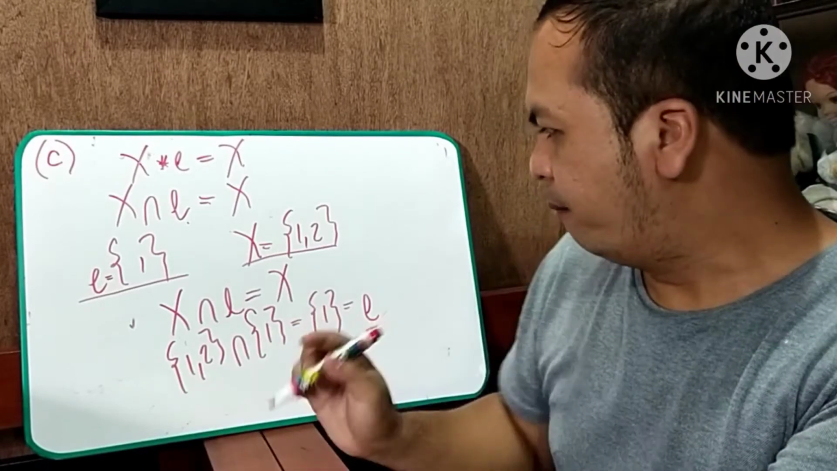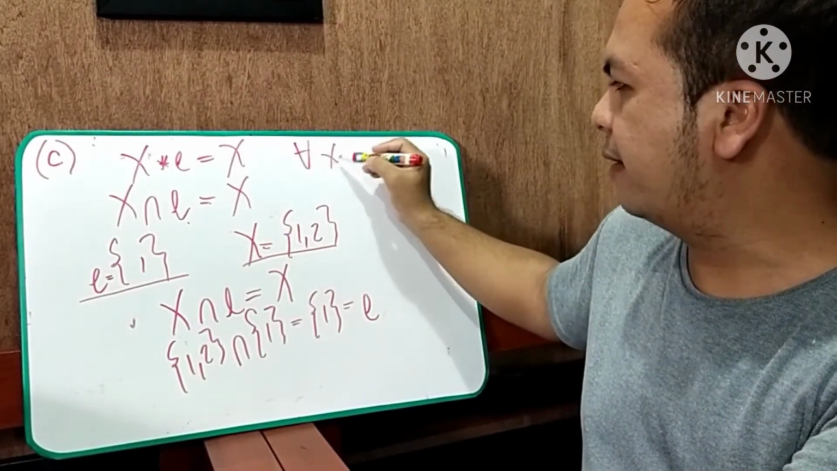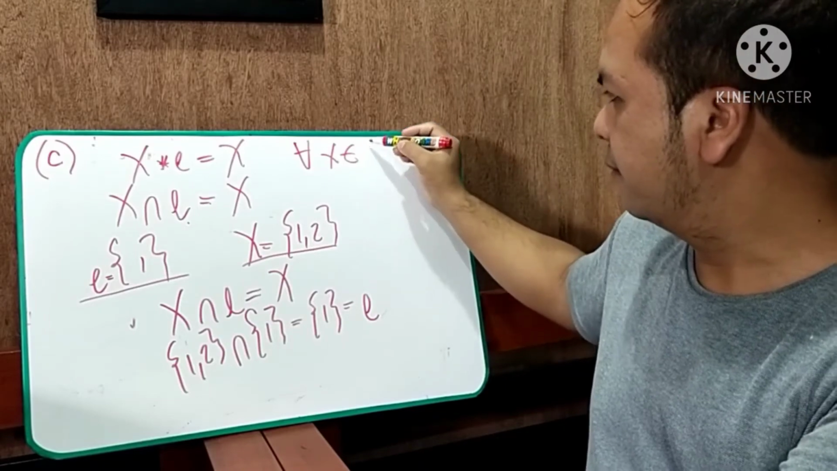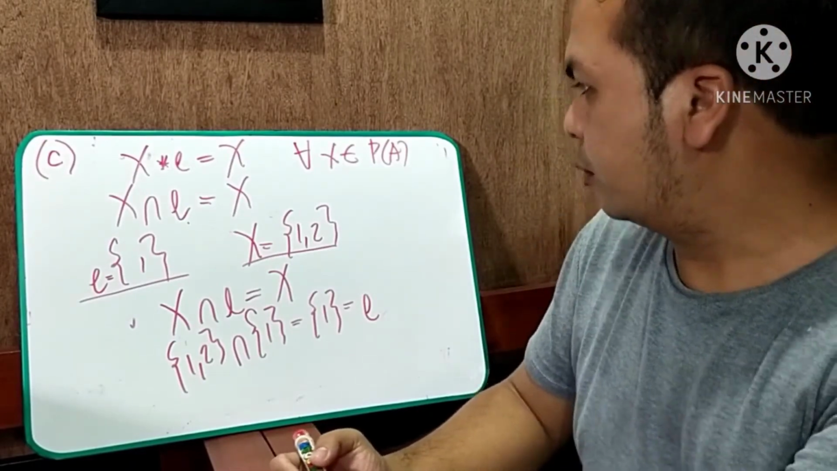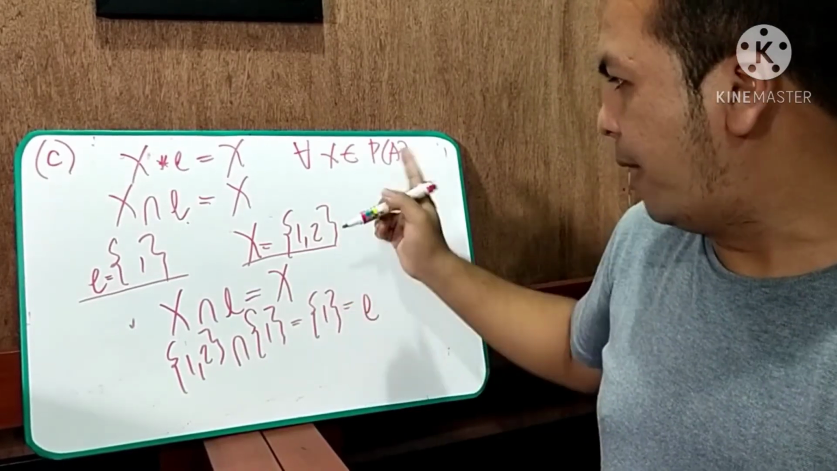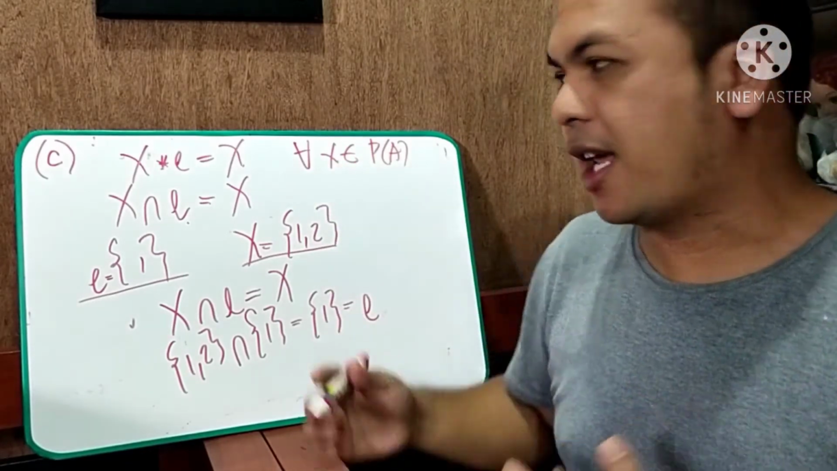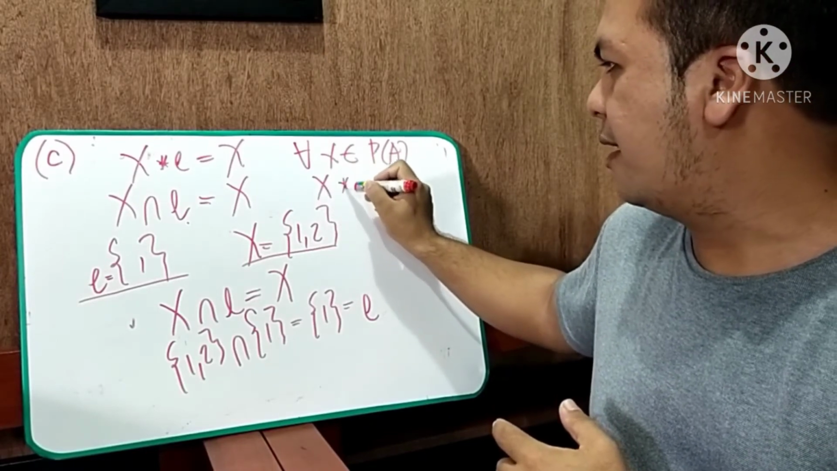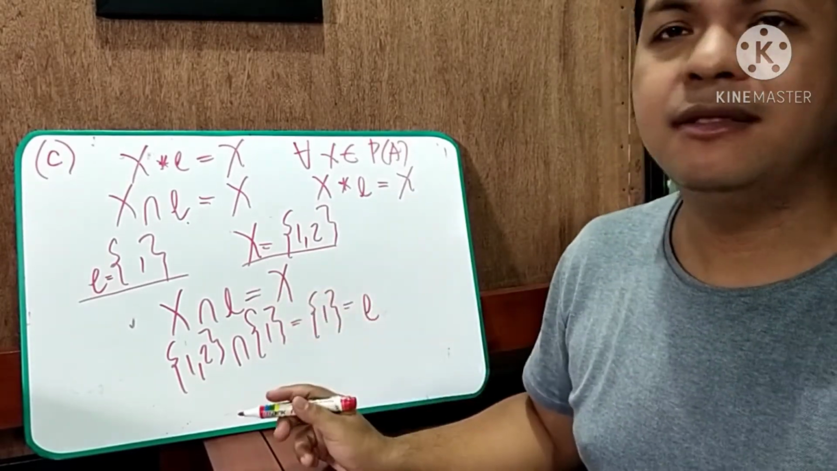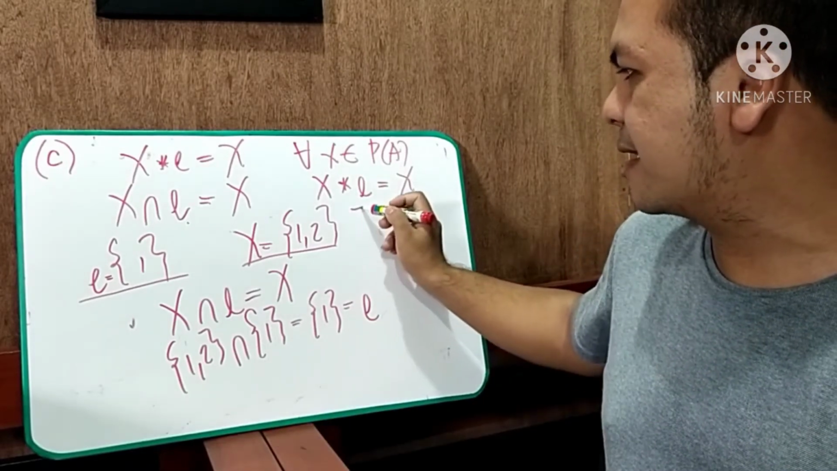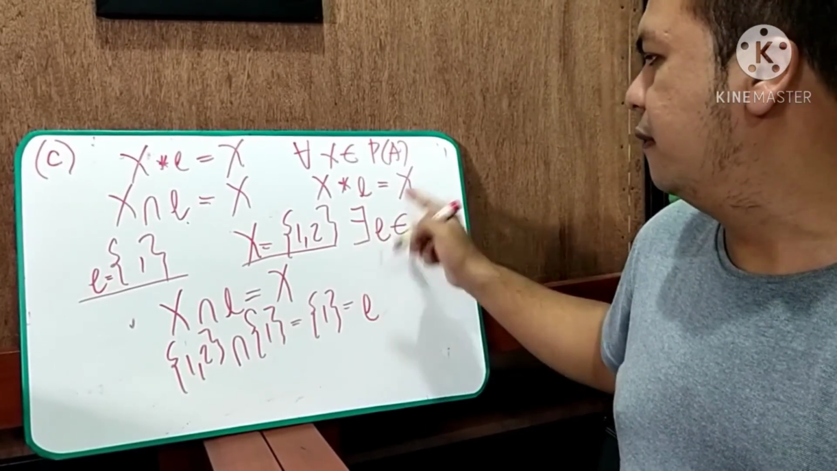For sets, we can observe that for any X element of the power set of A, it's hard to find whether there exists an identity such that for X element of any power set of A, X star E is equal to X. So, based on this observation, we can say that there does not exist E element of P of A.